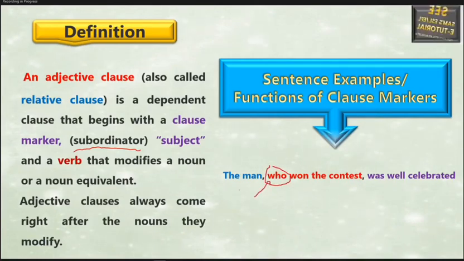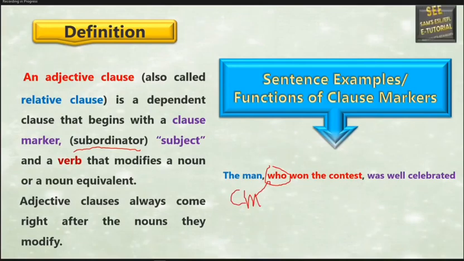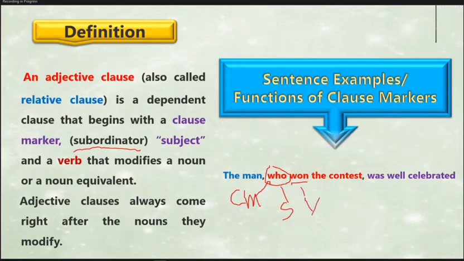You have it as the clause marker, and at the same time it functions as the subject, because the next word after it is the verb. So a clause marker introduces a subordinate clause and at the same time performs the function of a subject in the absence of a subject.